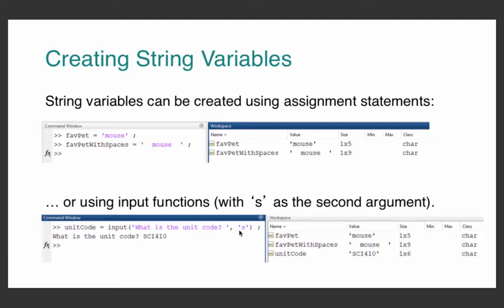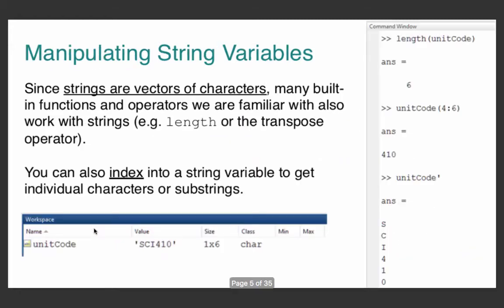Or we could get these if we use input with an 's', right? That's accepting a string input. And then when the user inputs that, the value stored, for example in Unicode, will be a string. Now, manipulating string variables. Since strings are just vectors of characters, many of the built-in functions and operators we've already seen for operating on vectors will also work on strings. So for example, the length operator will also just work. It'll tell you the length of the string.